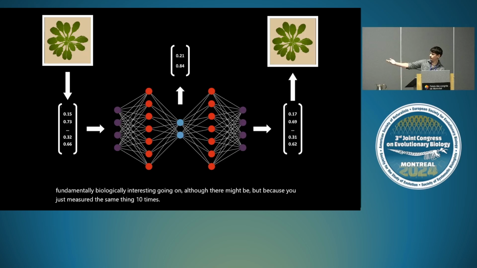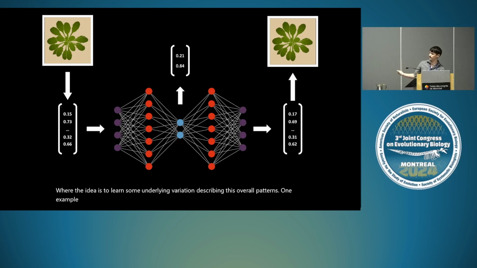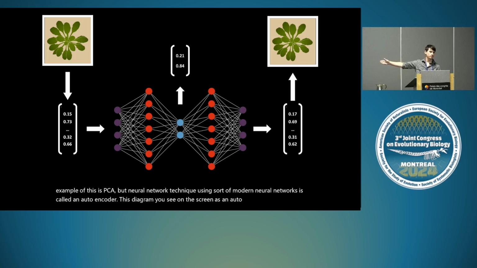An attempt to get around that in recent years has been to use these latent phenotyping methods, where the idea is to learn some underlying variation describing these overall patterns. One example of this is PCA, but a neural network technique using modern neural networks is called an autoencoder. This diagram you see on the screen is an autoencoder, and what it's trying to do is learn an identity function. As you can see, this Arabidopsis picture on the left goes into the network, and the network tries to give you the same picture back. But it does it in such a way that there's a bottleneck in the middle.